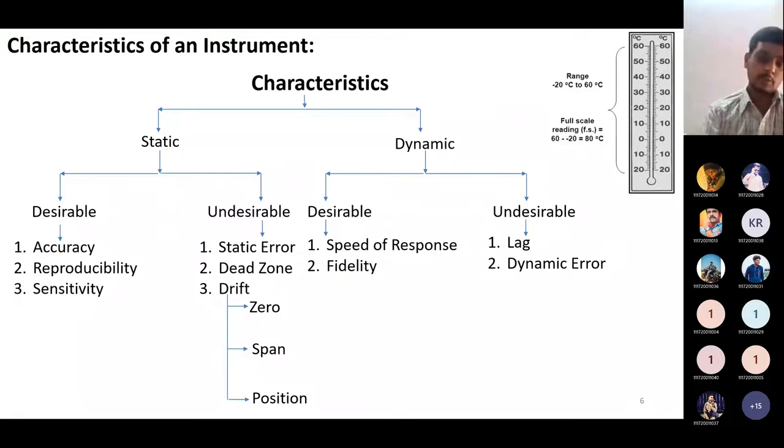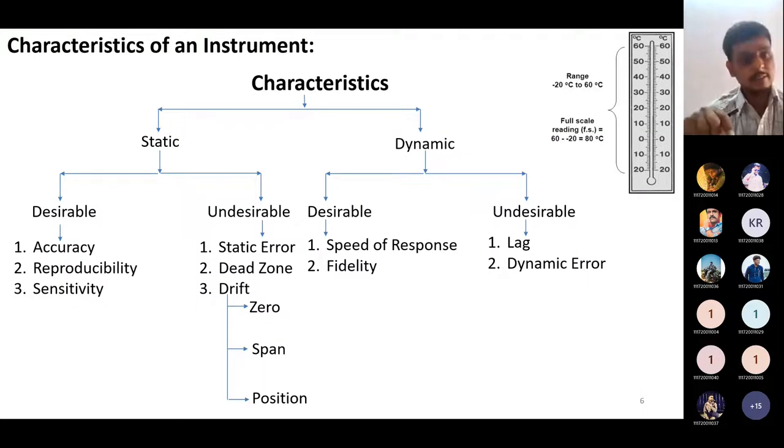And with respect to time, if the quantity is varying, that is called a dynamic characteristic. So static characteristics are nothing but the quantities which are not varying with respect to time, and dynamic characteristics are the quantities which are varying with respect to time. Among these static and dynamic characteristics, two different categories of characteristics are there.